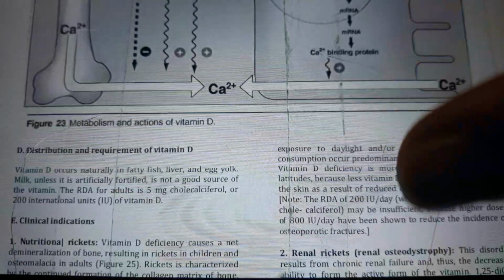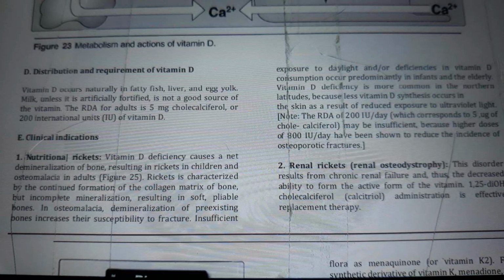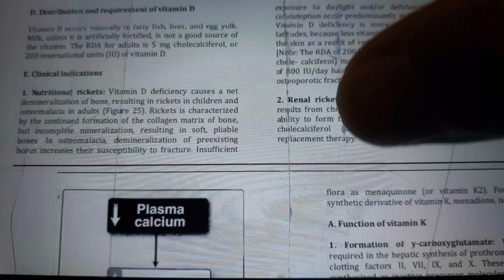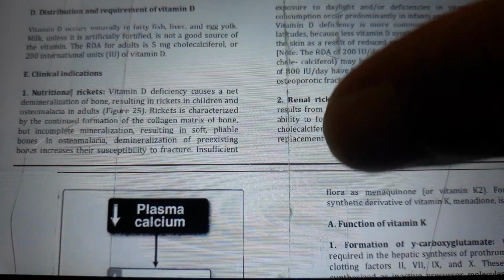Going down, the next will be distribution and requirement of vitamin D. Vitamin D occurs naturally in fatty fish, liver, and egg yolk. Milk, unless it is artificially fortified, is not a good source of the vitamin. The RDA for adults is 5 micrograms cholecalciferol, or 200 international units (IU) of vitamin D.